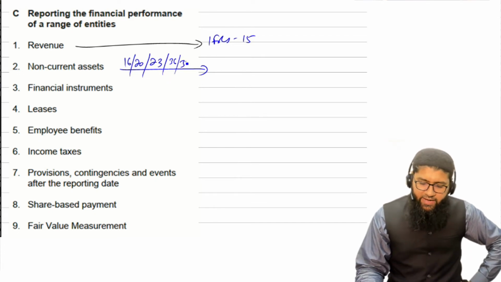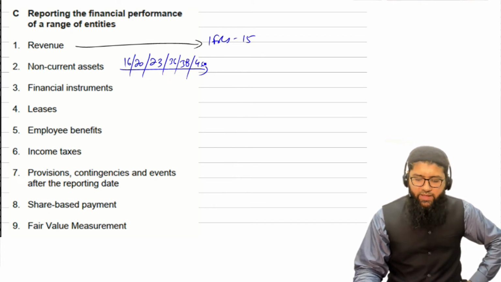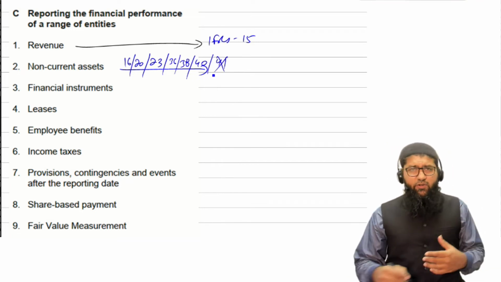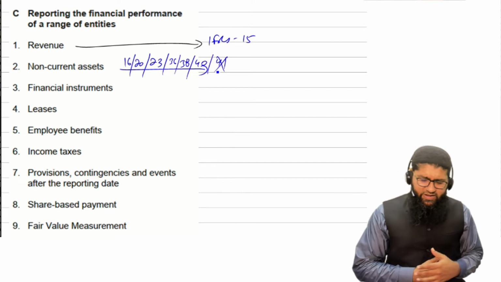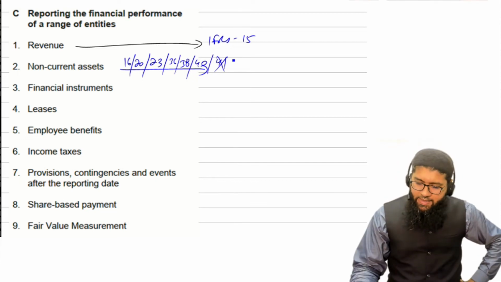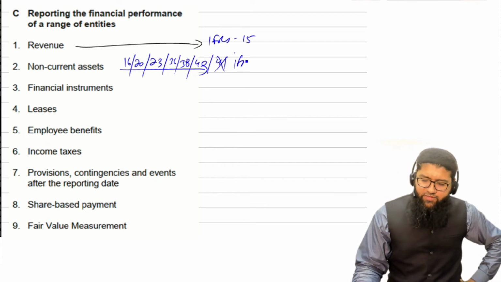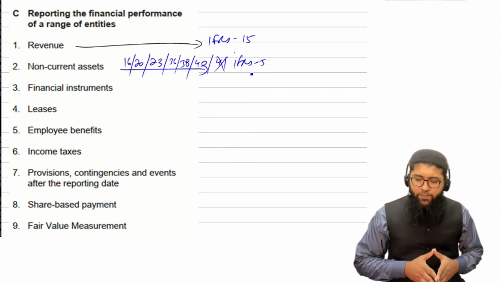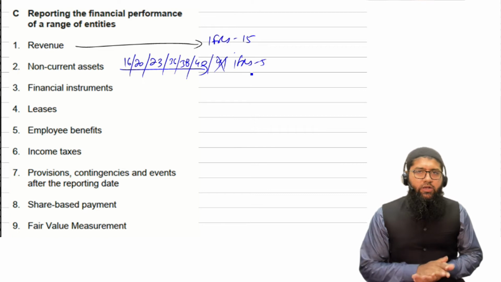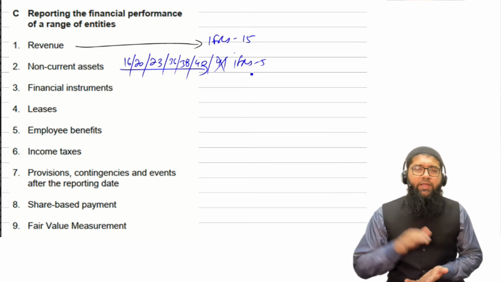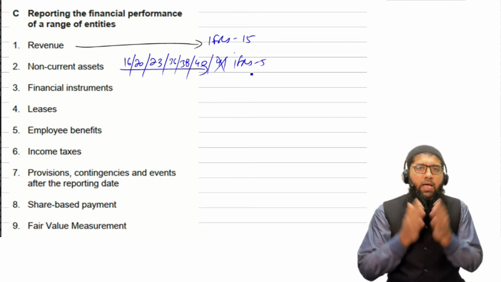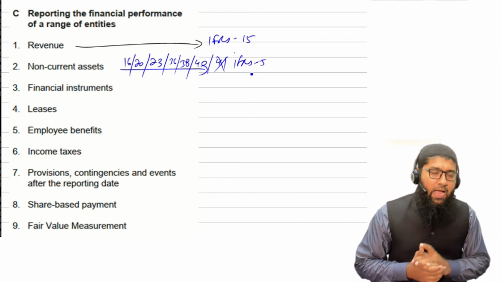You talk about IAS 38 for the intangibles, 40 is for the investment property, 41 for the agriculture. By the way, 41 is not part of the course in detail. Then you've got IFRS 5, which is non-current assets held for sale and discontinued operations. So when we talk about the non-current assets, all of the accounting standards which you have already studied at the FR level are again examinable at this level.